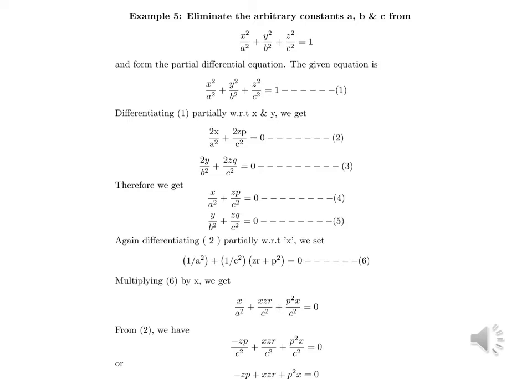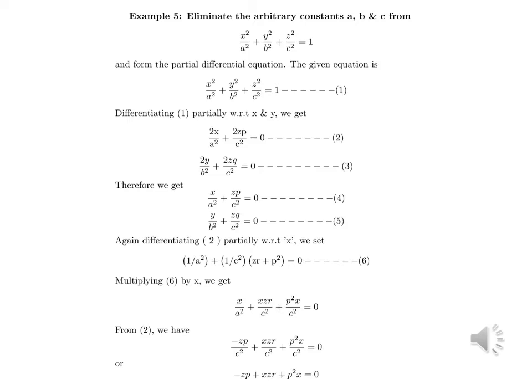Now let us see another case where the question involves more than 2, that is 3 arbitrary constants, that is x square by a square plus y square by b square plus z square by c square equal to 1. Here we have to do it in a slightly different way, but the first step is the same. First of all, we partially differentiate with respect to x and y.